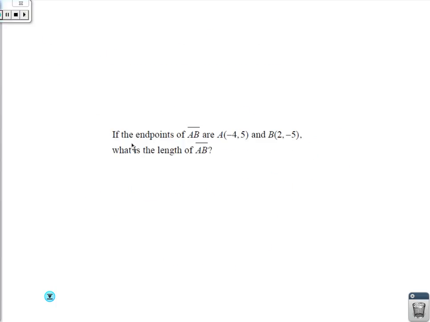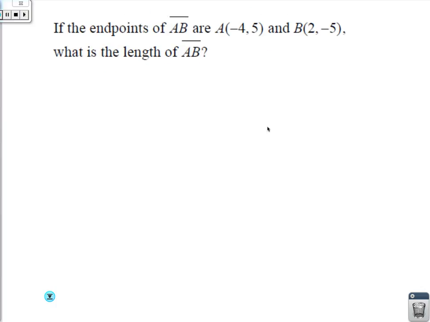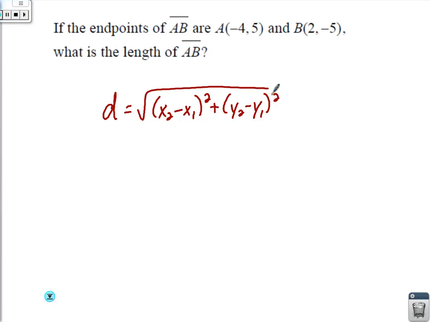Another one. The endpoints of AB are negative 4, negative 5 and 2, 5. What's the length of AB? What formula are we using here? Distance. Distance equals, and this is on your formula sheet, the square root of x2 minus x1 squared plus y2 minus y1 squared. Once again, that's simply the Pythagorean theorem. If you want to graph, draw a little triangle. Or you can say, how far is it from negative 4 over to 2? 6. How far is it from negative 5 to 5? 10. And then just do the Pythagorean theorem with 6 and 10. That's a whole lot easier.